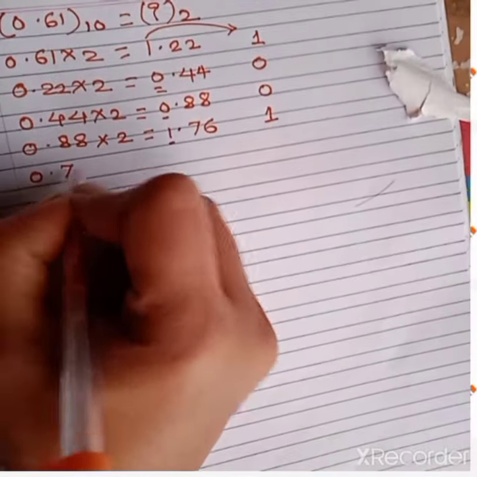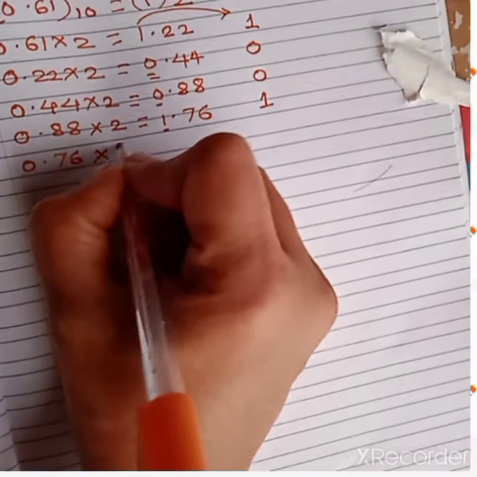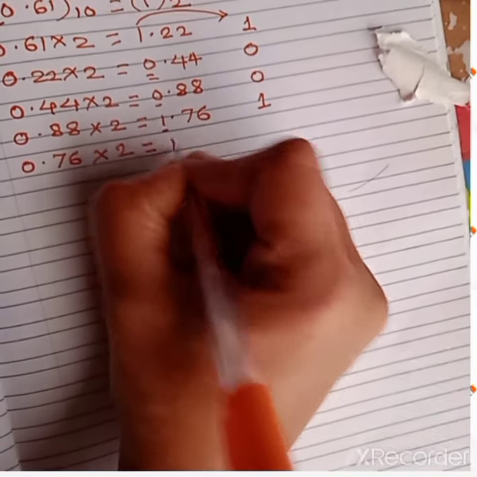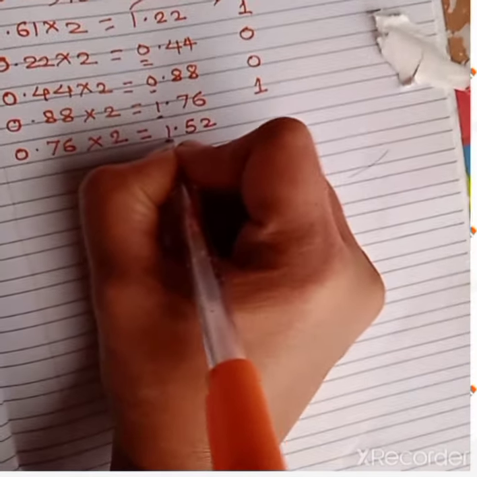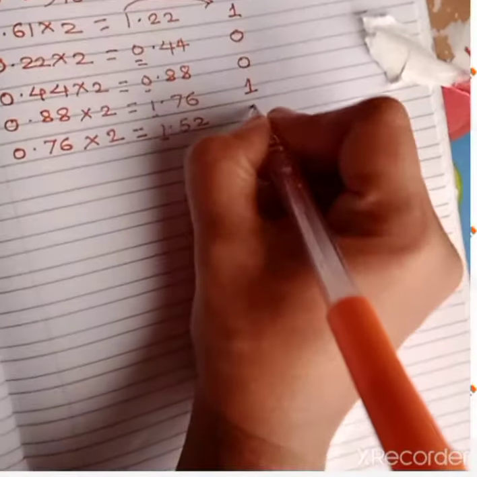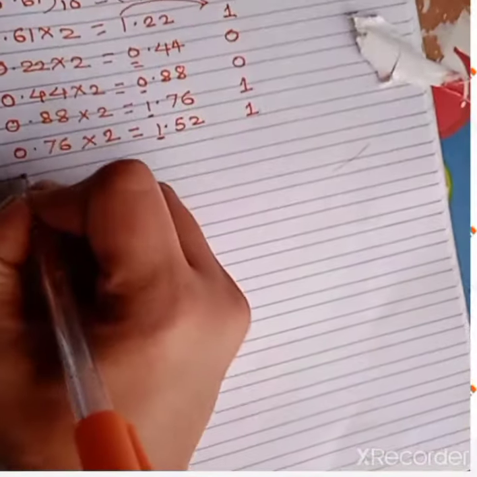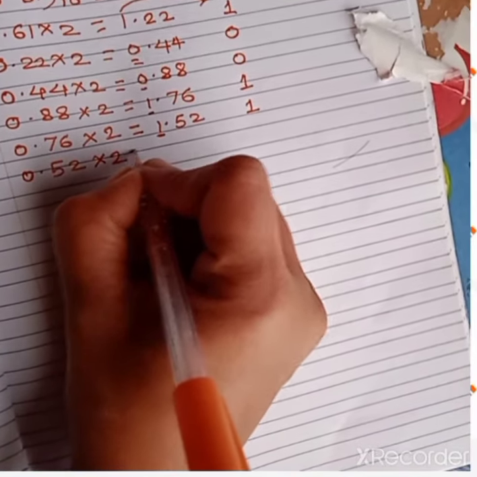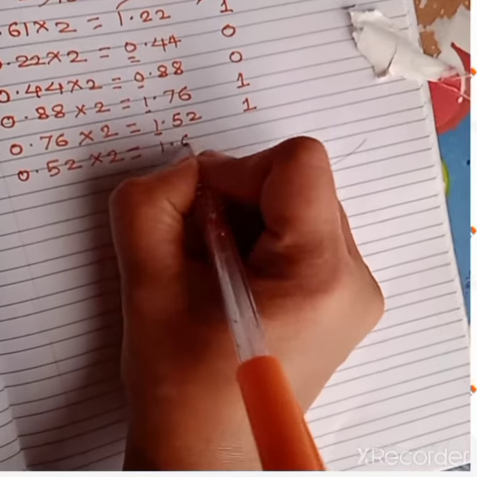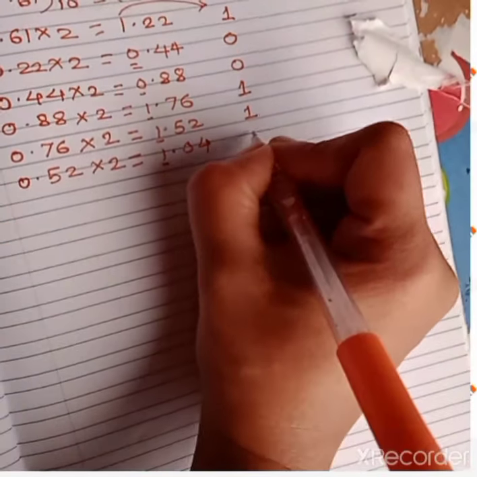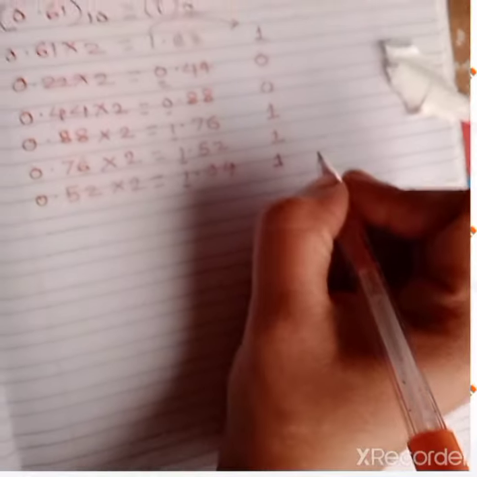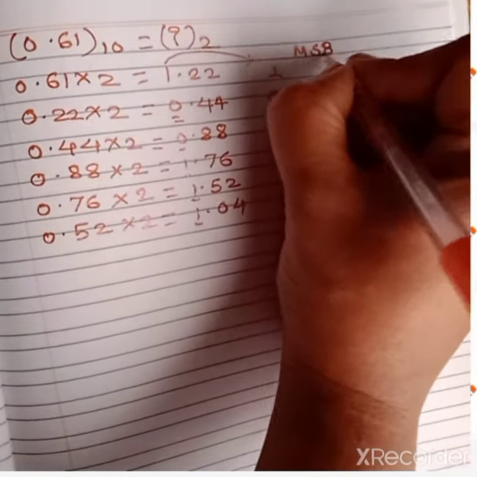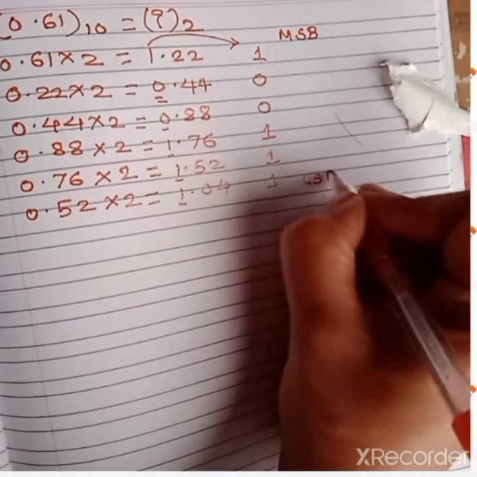0.76 remaining. Take it multiplied by 2. Answer is 1.52. Take this one here. 0.52 left. Again take that 0.52 multiplied by 2. You will get 1.04. Again pick this one right over here. Now this is the fractional number, so your MSB is always at top, LSB at bottom.